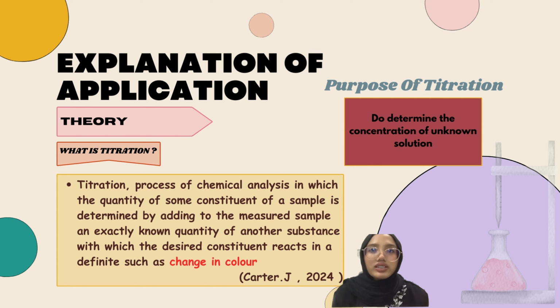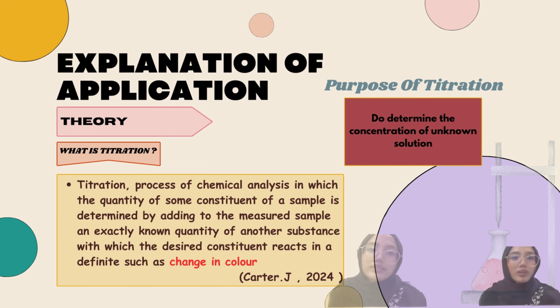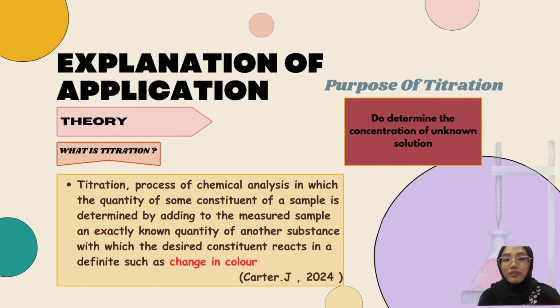Titration is a method or a process to determine the concentration of a dissolved substance by adding a liquid reagent of known concentration until a given effect, such as a color change. As an example, a colorless solution turns into pink, which indicates that the reaction is already complete. So what is the purpose of titration? The purpose of titration is to determine the concentration of an unknown solution.